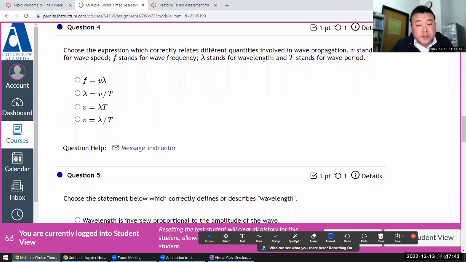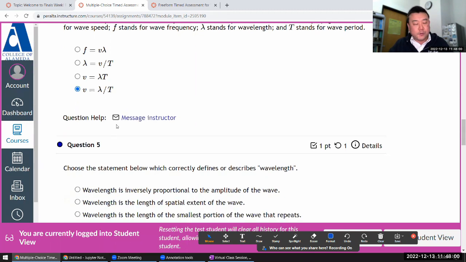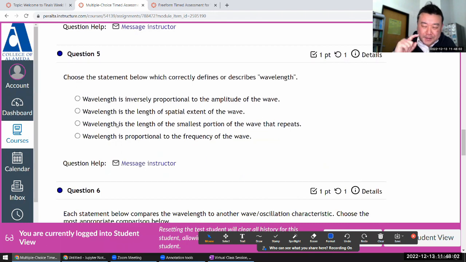Choose the expression which correctly relates different quantities. Right, I think I got this question. Wait, not this. It is dynamically generated, so don't automatically go for that. This is actually the correct one. Period being 1 over frequency, this is equivalent to wavelength times frequency. Don't answer without thinking, just like I almost did.